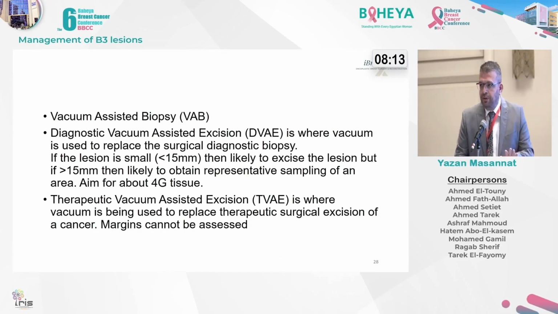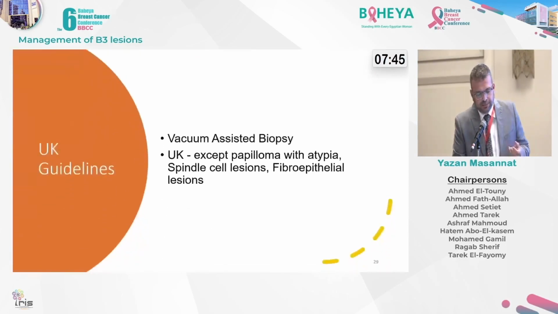A couple of definitions before we go. Vacuum assisted biopsy is just a biopsy. Instead of you doing a true cut small core, you do a bigger core. Diagnostic vacuum excision is repeated vacuum-assisted biopsies to excise the area, which is usually up to 15 millimeters. Some people will do bigger excisions, and you're aiming for a 4-gram tissue. Therapeutic excision is completely different. It's for people that have cancer, like the small study, which is not addressed here.